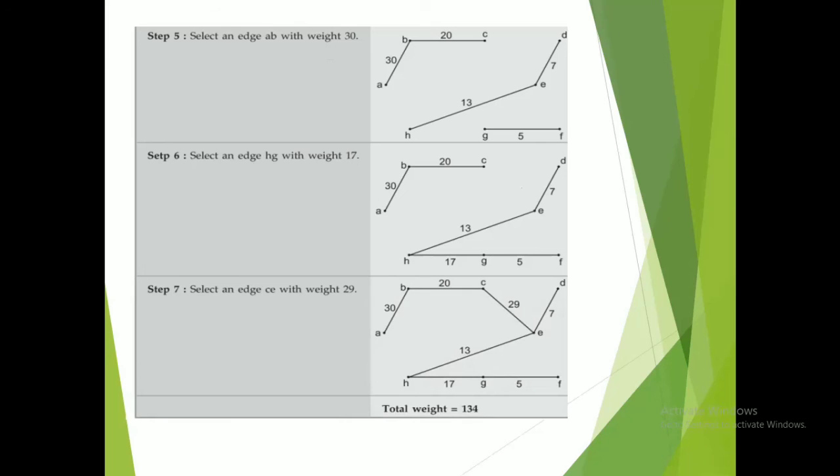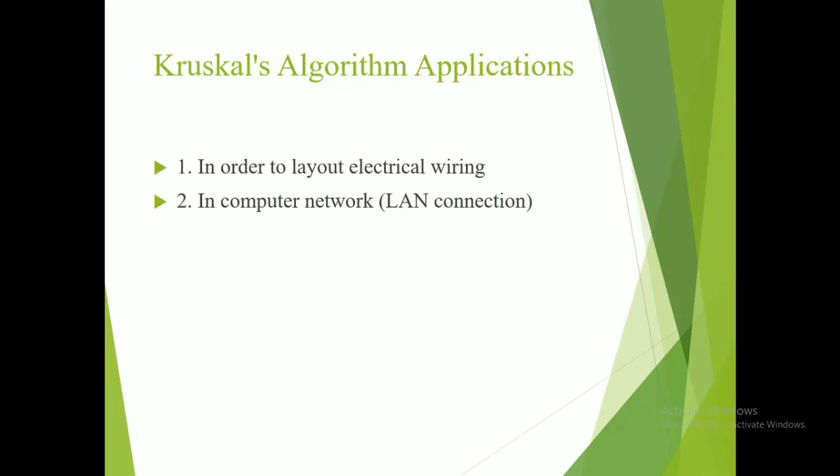And the last one, we select the edge C and D with a weight of 29. With that the cycle will be completed, and the total weight is 134. Kruskal's algorithm applications: first, laying out electrical wiring, and second, computer network LAN connections.